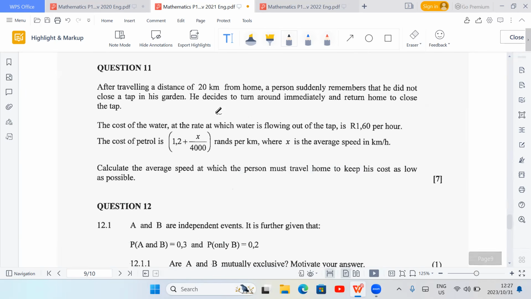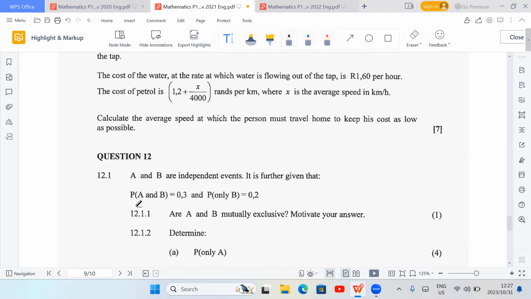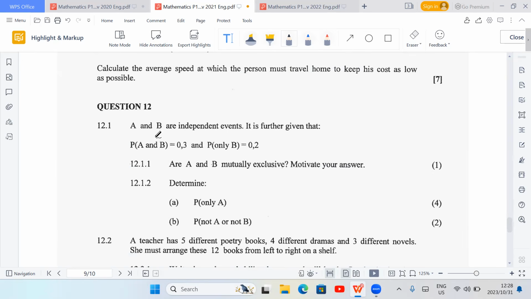Then question 11, the ones that you don't want to discuss. Yeah, these ones. If you know, you know these ones. Then question 12, A and B are independent events. It is further given. So yeah, this is what I was talking about when I say those basic probability questions. So you know that for these ones, you have to use that formula for P(A or B), the one on mutually exclusive events or what.